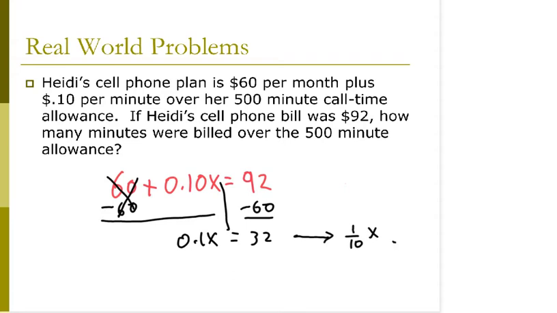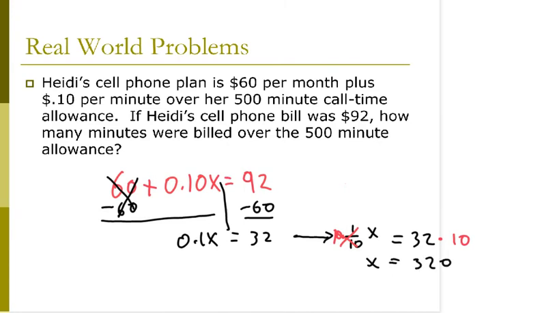As we said before, we can multiply by the reciprocal, which in this case would be 10 over 1 or 10. So we multiply this side by 10 also. These undo each other as we had in the previous example, and we end up with x equals 320. So basically she went 320 minutes over.